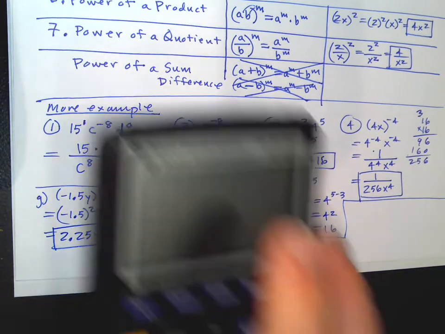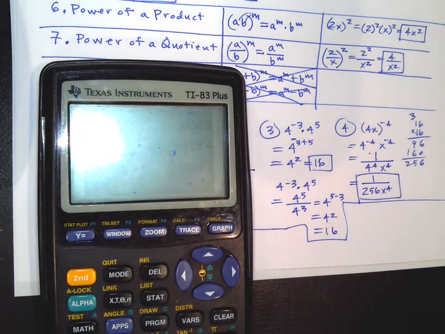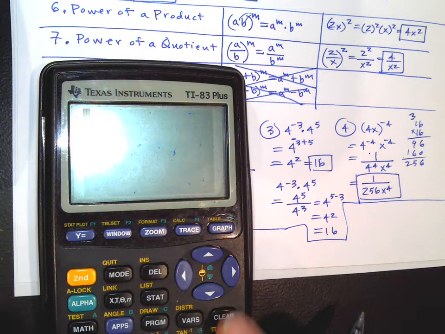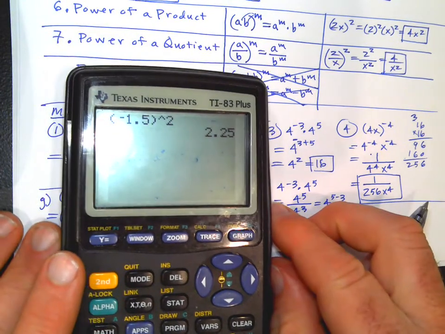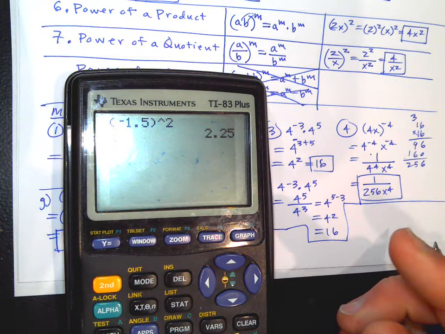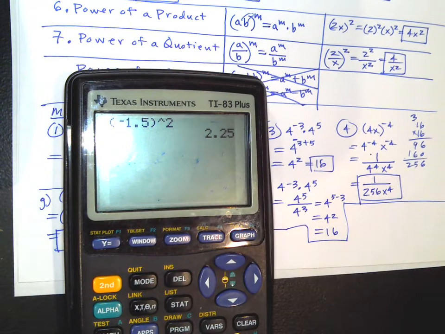Now, my calculator, I could do it on my calculator. I have to put in parentheses if I do it like this, negative 1.5 to the second power. Now, the other way you could do it, by the way, if your calculator doesn't have this caret symbol or you can't figure it out, you could just do negative 1.5 times negative 1.5. That's what squared is, right?